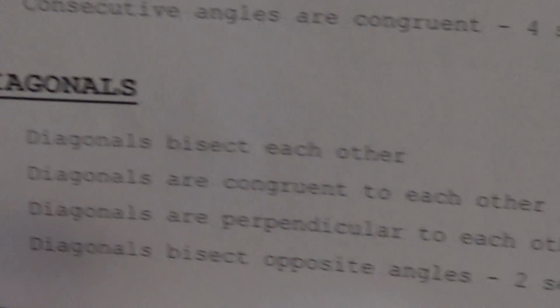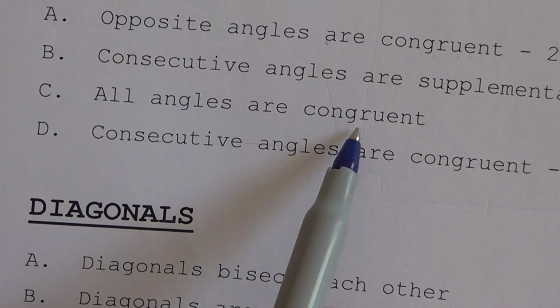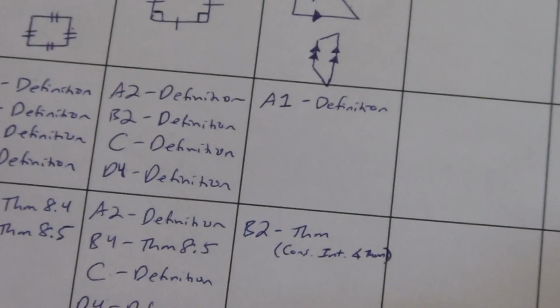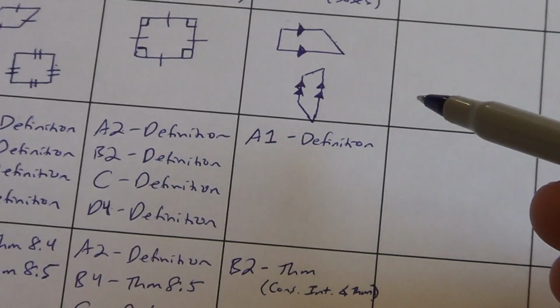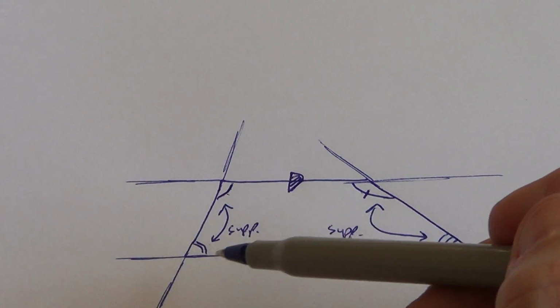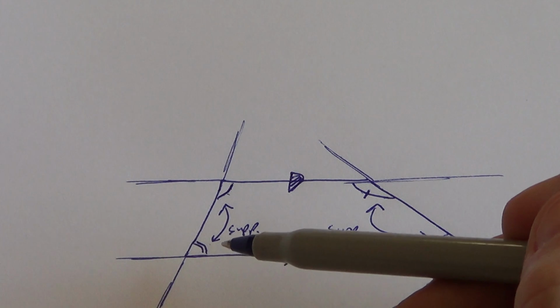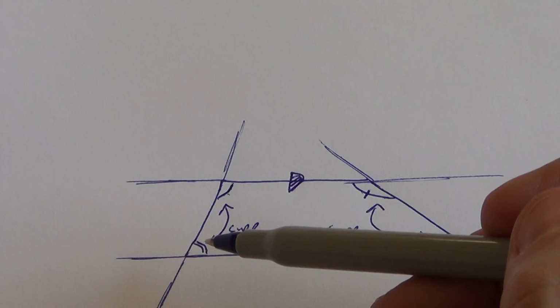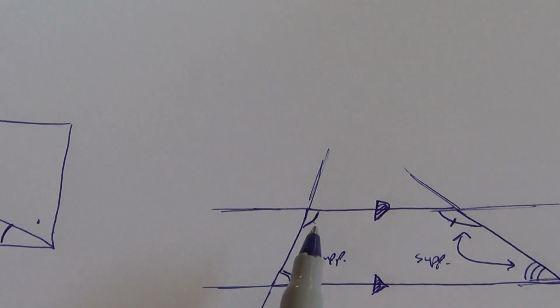Next. All angles are congruent. Well, that's definitely not true. Consecutive angles are congruent. Well, we just talked about, coming back to here, that these angles are supplementary. Now, is it possible that they could be congruent? Yeah, if they were both 90 maybe. That'd be the only way. 90 plus 90 is 180. So that's possible. Well, what about these two?